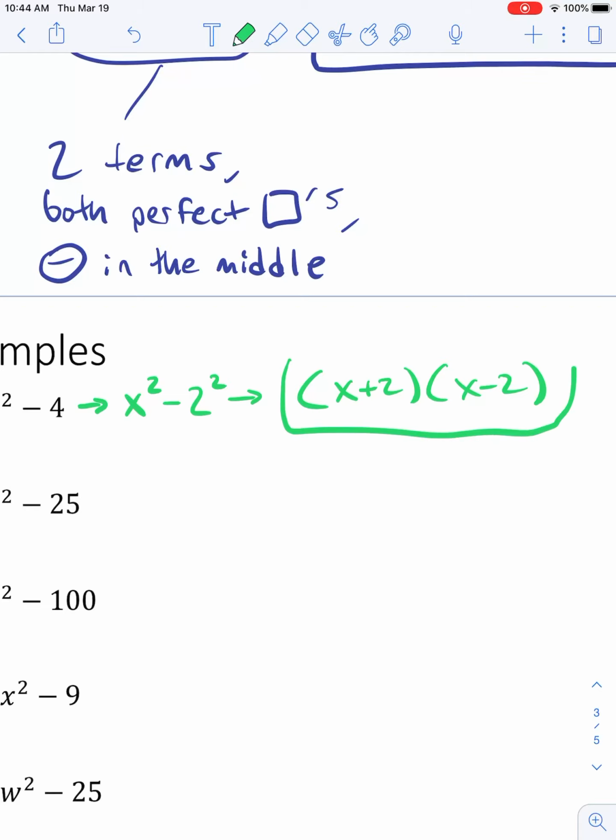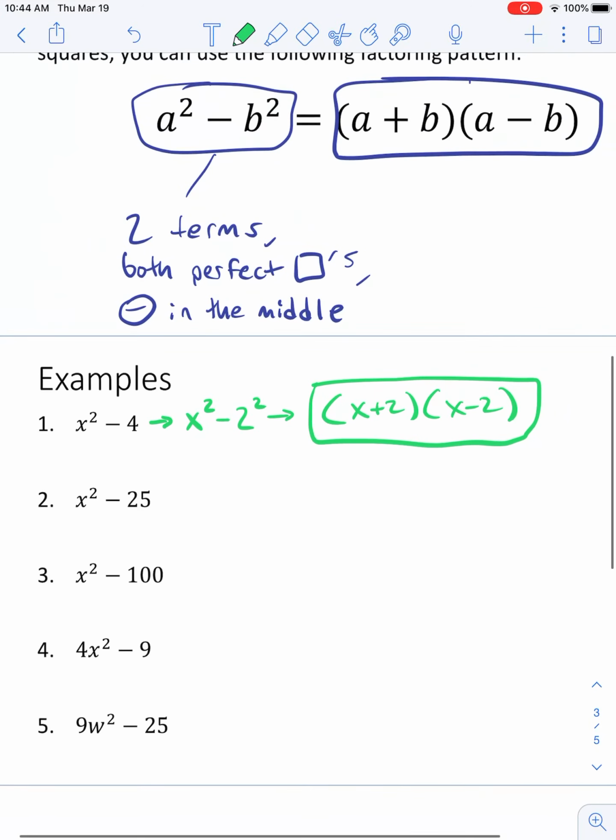And that's it. That's the whole problem. We don't have to do a t-chart or anything special here. We just get to go straight into parentheses: x plus the square root of the second number times x minus the square root of the second number. Again, this only works when you have 2 terms, subtraction in the middle, and both terms are perfect squares.